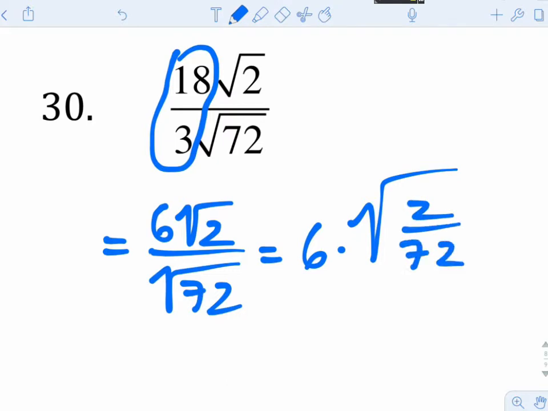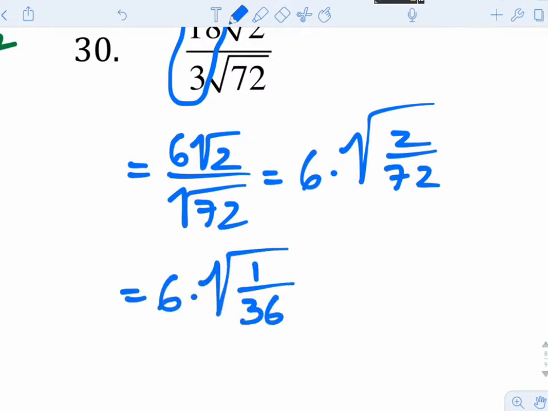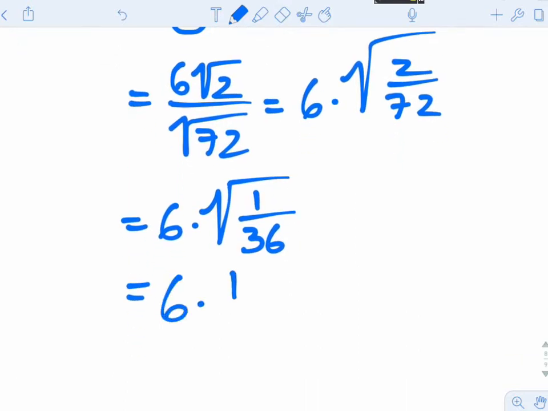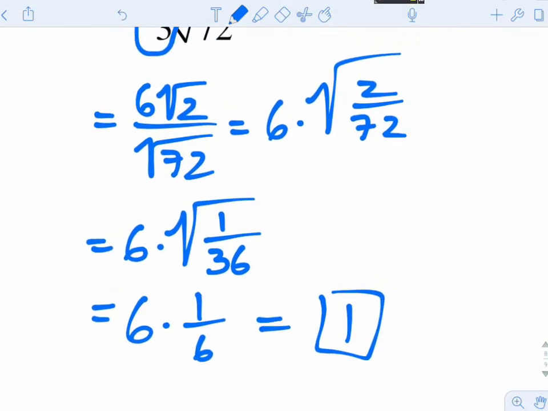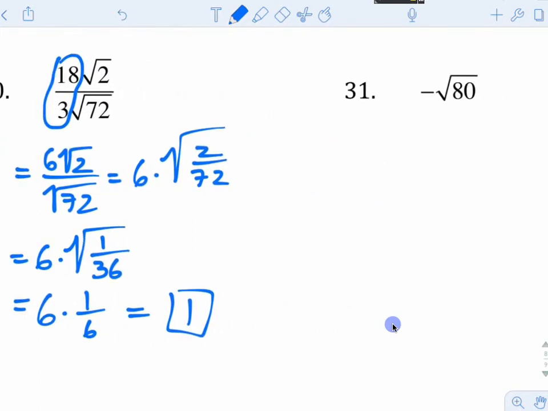Instead of doing the square roots first, like over here, we could find the quotient and then do the square root second. Is that going to be helpful? Absolutely. Why? Because 2 over 72 is the same thing as 1 over 36. Ooh, crazy. And the square root of 1 over 36 is just 1/6. And holy cow, 6 times 1/6 is 1. Who would have thought? Who would have thought at the beginning of this problem that this crazy complicated thing simplified to just 1? Awesome.